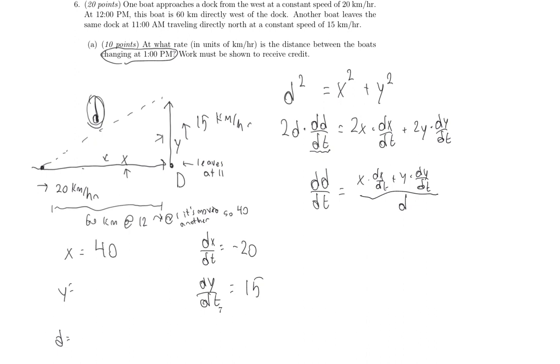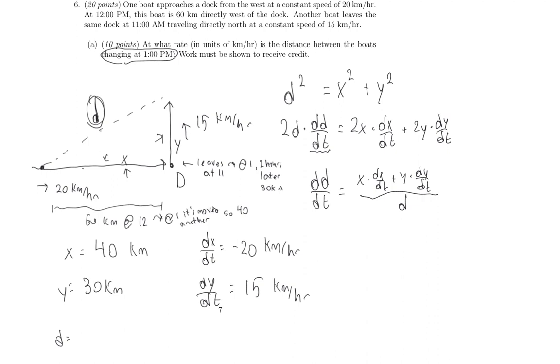Okay, well, this boat leaves at 11. So to go to 1, that is 2 hours later. If you're moving 50 kilometers an hour for 2 hours, that is 30 kilometers. Put my units with these. Kilometers per hour. Okay, so we have x, dx/dt, y, and dy/dt.